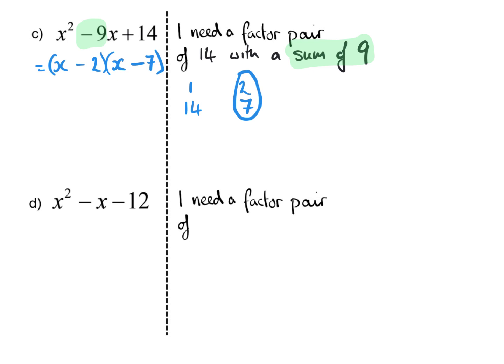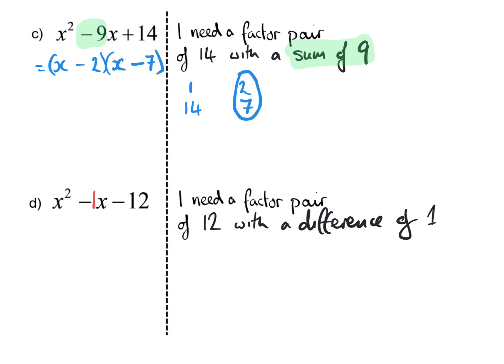We'll look at the last example in the same way. We'll start again with our sentence. So I need a factor pair of 12 with a difference, because this is a minus sign, with a difference of, and now there's no number here, but remember when we're doing a question like this, if I've got an x here or a negative x, remember there is a hidden 1 there, so I'm just going to write that in very quickly. So that's actually negative 1x.